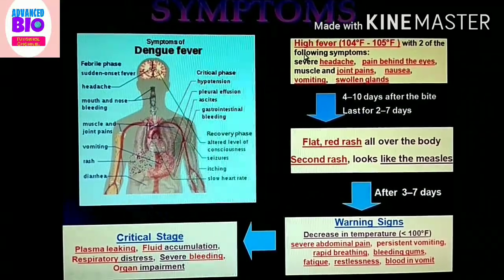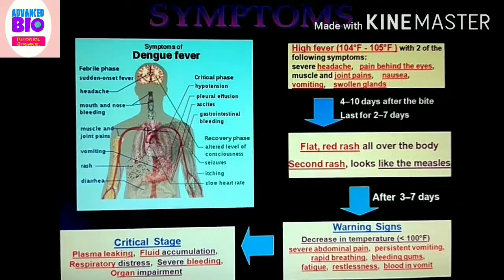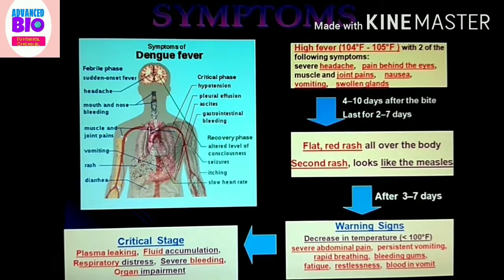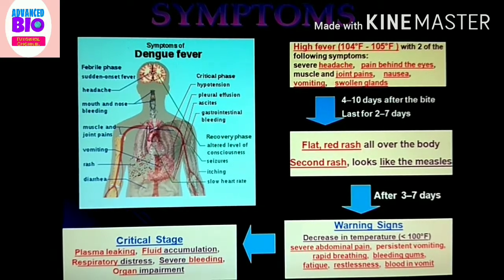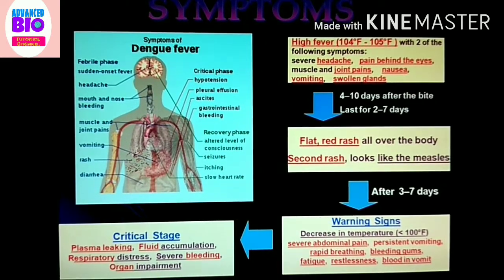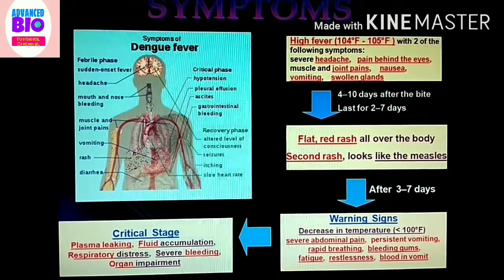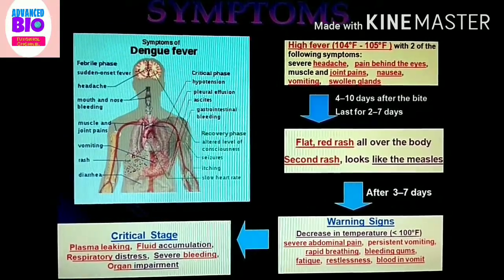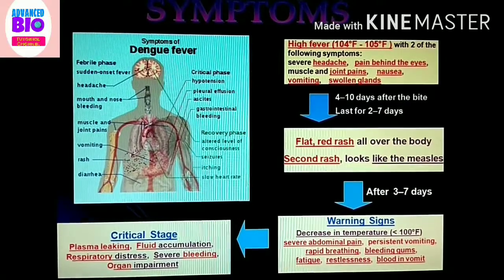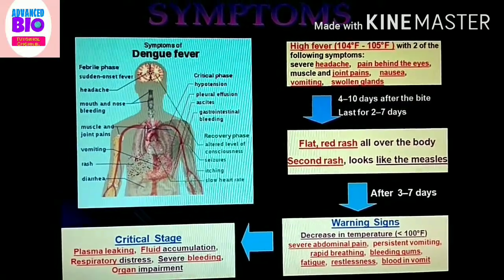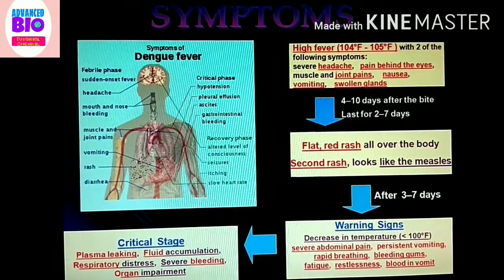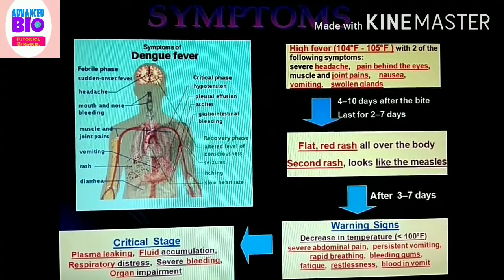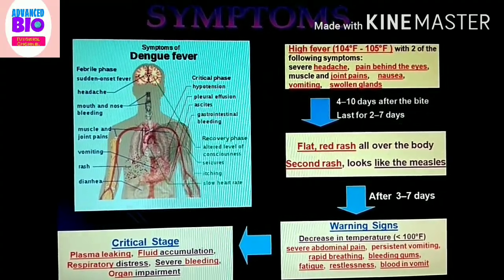Now, let's see the primary symptoms. High fever, that means above 102 degrees Fahrenheit. Okay. And some accessory symptoms are there. Those are headache, and this pain is just behind the eyeball. Then the muscle and joint pains and the nausea, vomiting, etc. are seen. And swollen glands, mind that. That means the lymph nodes or lymph glands will be swollen in this primary phase.